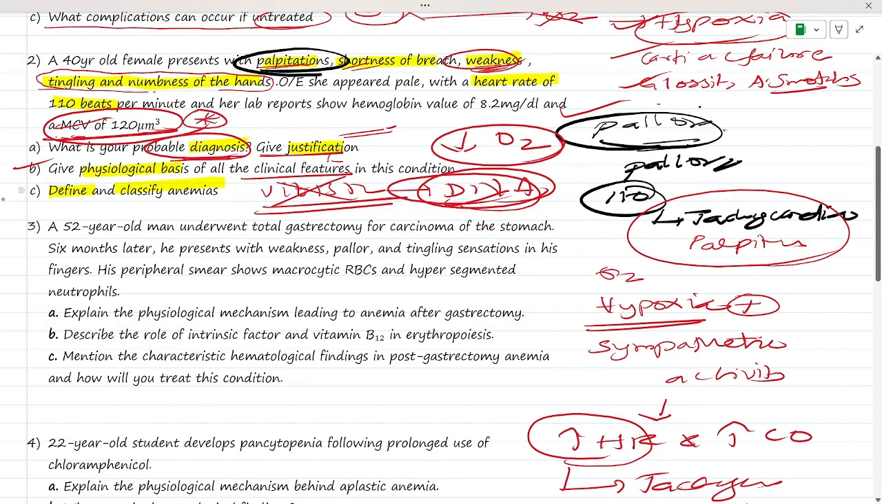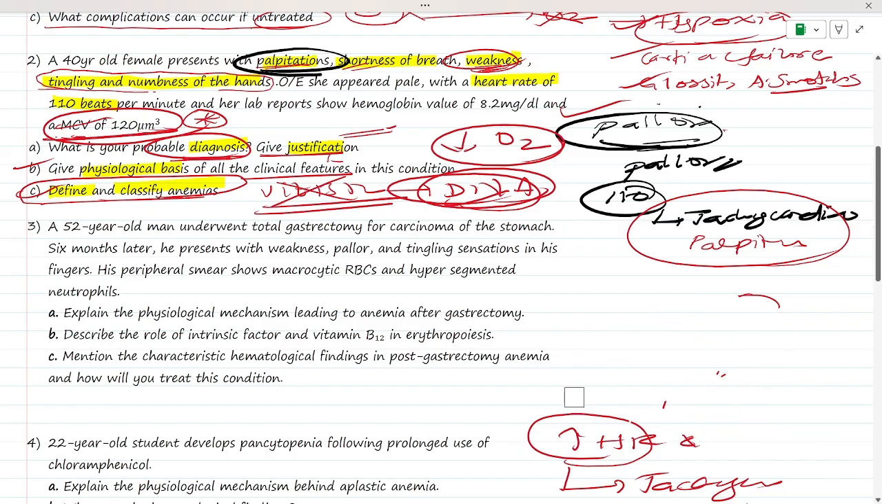Okay, now the third one, define and classify anemias. I have made a separate video on this topic. I'll just put the link in the description box. If you have not visited, please do check it out. Now let us read the third question. Just a second.